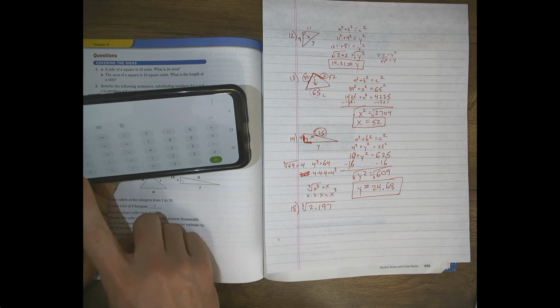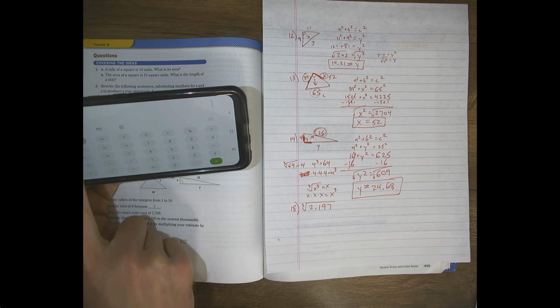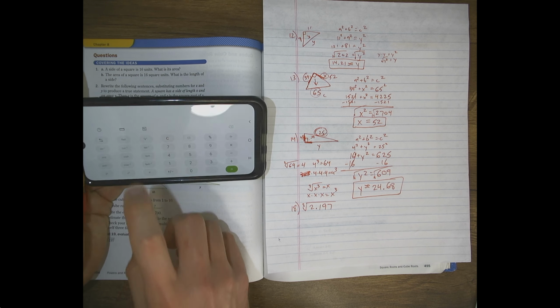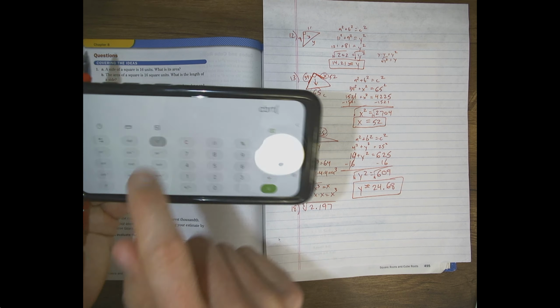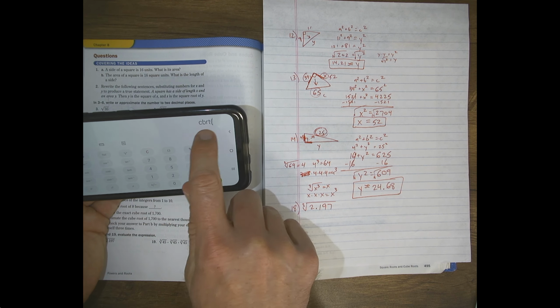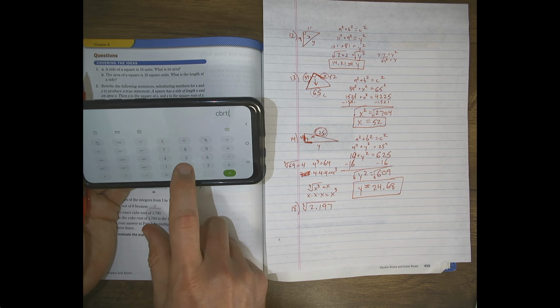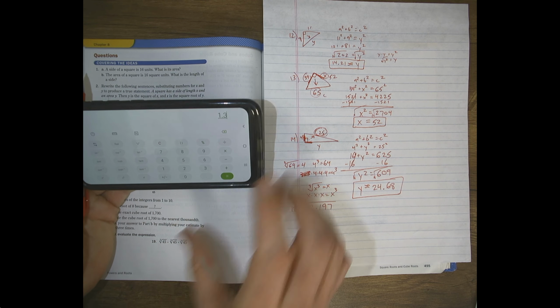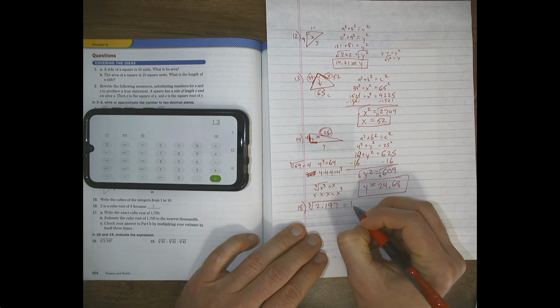So I found on my phone, and yours is probably similar, I just could find more functions by pressing this little arrow button, and cubed root is right there. I know you can't really see it, but cubed root is right here with the 3 in front of it. And when I punch that in, it actually kind of spells it out, cube root. And I'm just going to punch that number in, 2.197, and I get 1.3. And that's all you have to do.